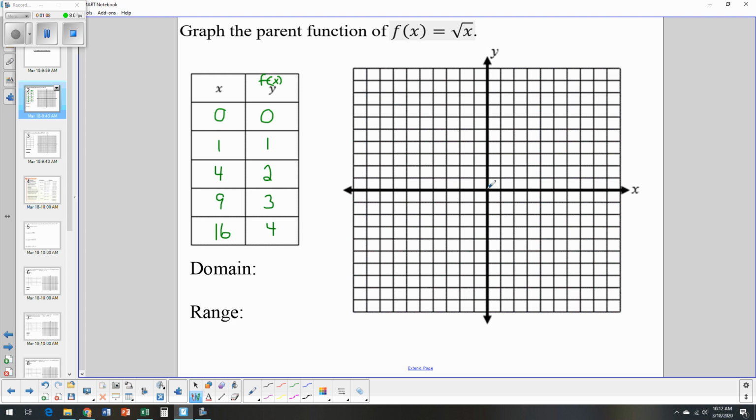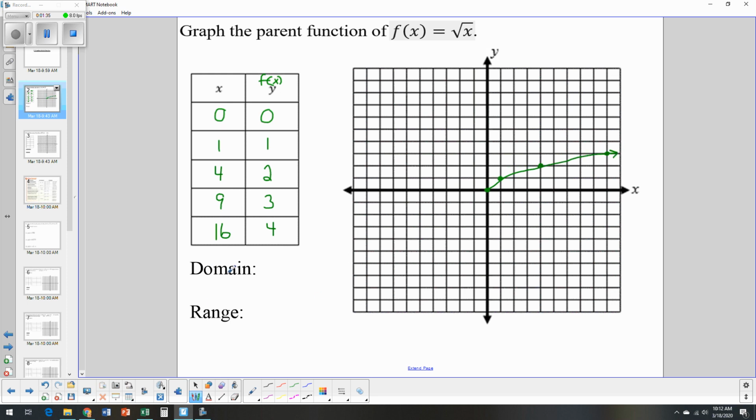So when I graph this, I'm going to have my 0, 0, I'm going to have my 1, 1, my 4, 2, my 9, 3, and I'm not going to be able to fit that 16, 4, but that's okay. And I'm not allowed to have negative numbers, so I'm not going to draw an arrow that way. I'm going to start it here. I'm going to just draw it in this direction.